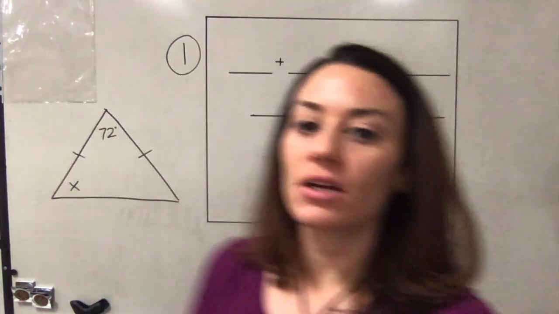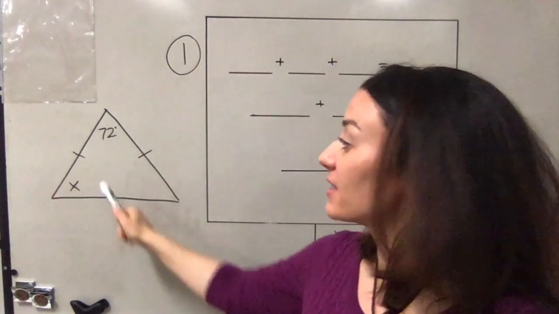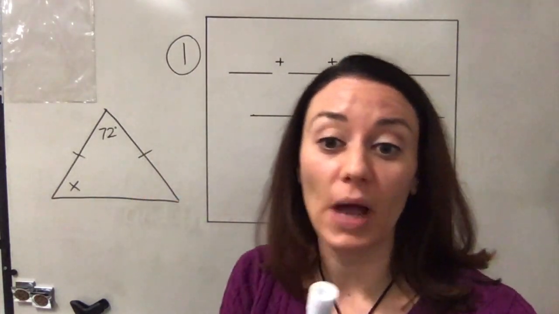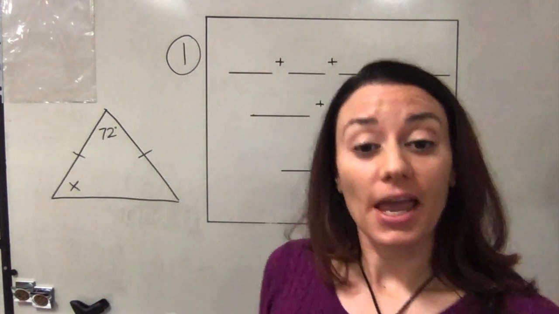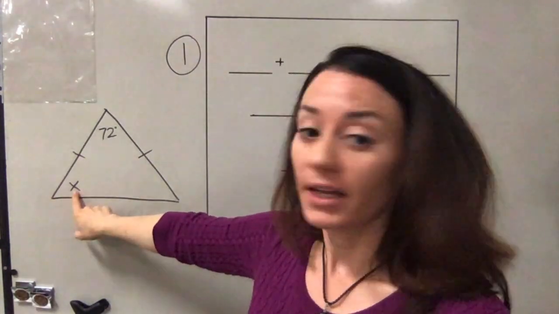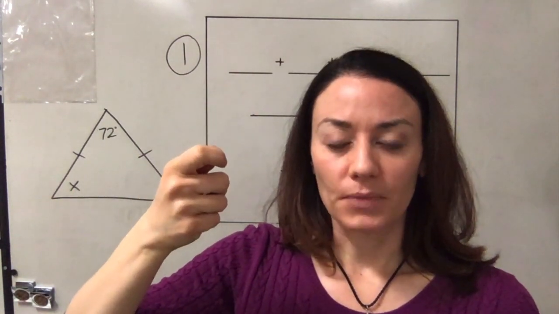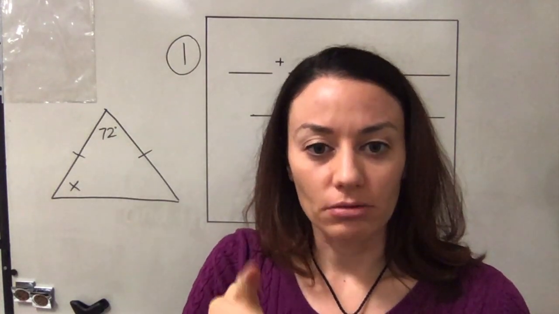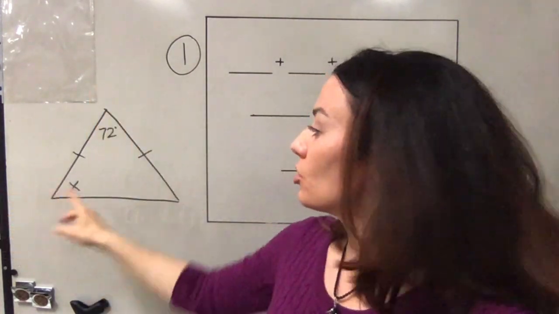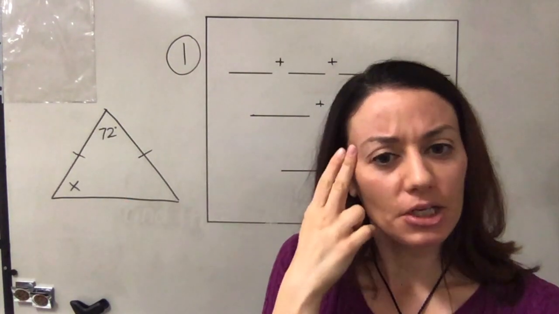Okay, so let's take a look at number 1. We have an isosceles triangle because there are 2 congruent sides. There's what? 2 congruent sides. What we have to look at is the angles, and it's asking us to find angle X. Okay, so here is my question. How many angles are there in a triangle? 3. So we only have 2. We have to find the third. Do we already know the third angle?